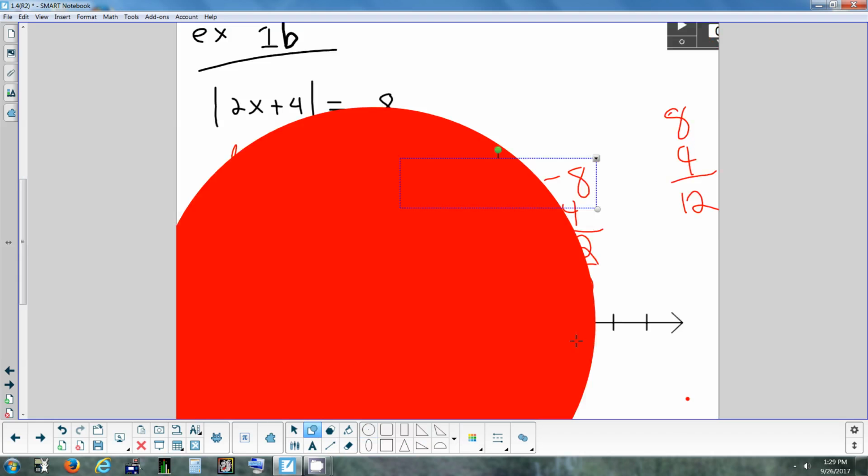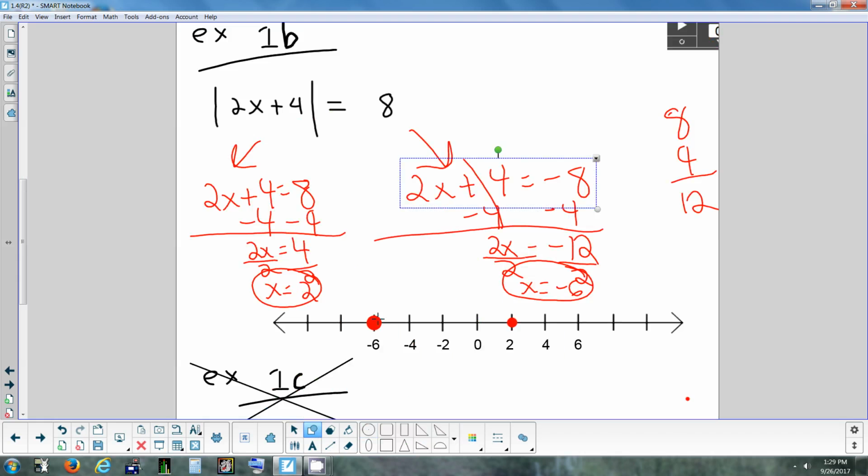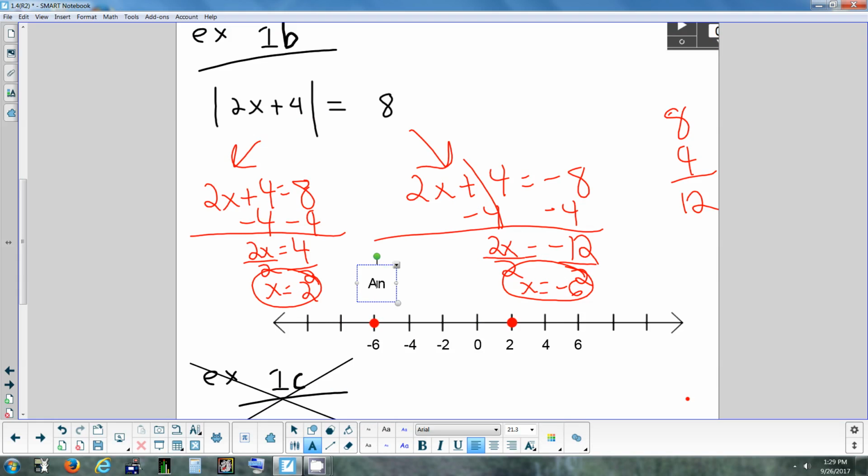It's that easy. It's kind of like, why are you asking me this question? Put a dot on -6. You're done. What? Oh, whoa, I forgot something. Anybody know what I forgot? To check. I forgot a word. Check. Good job, guys.